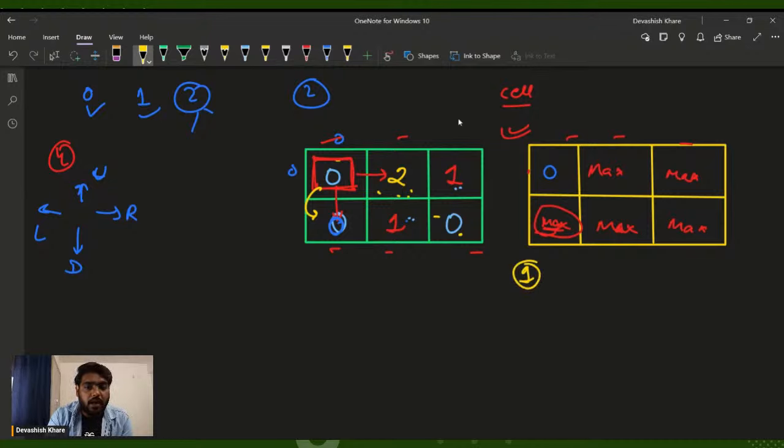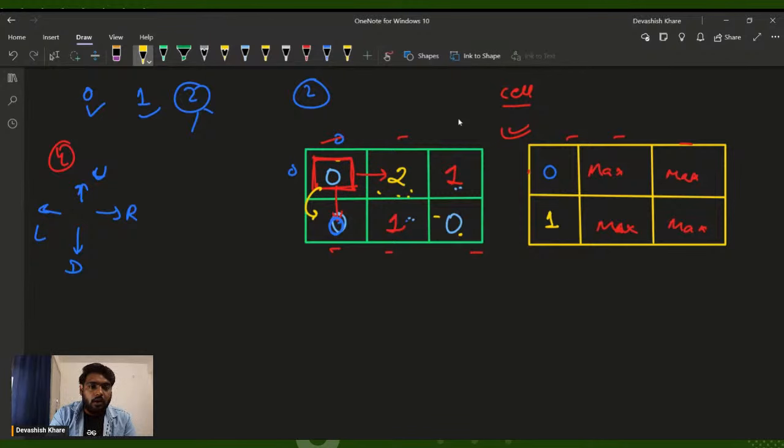Currently, we have to mark some value to this cell. It has some maximum value. The value that we are bringing is smaller. And what do we require? Minimum number. So the value that we are bringing, which is a smaller value, we are going to replace it. So the maximum value will be replaced by one here. Okay, we have taken one step.